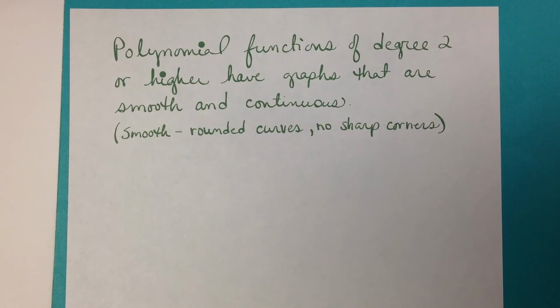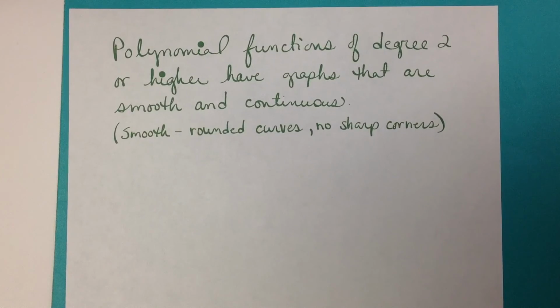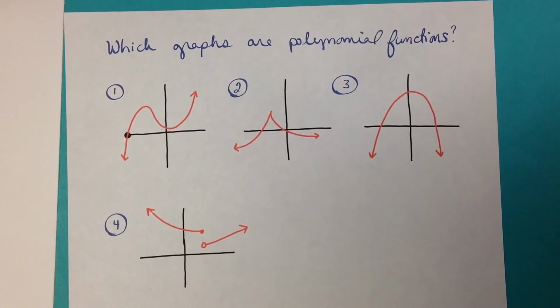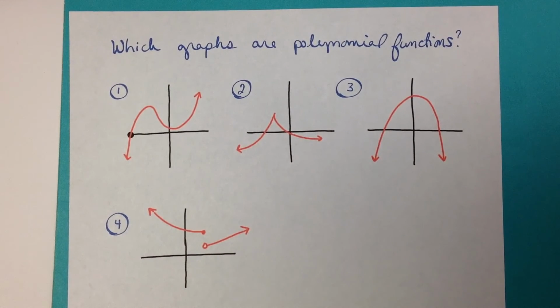What it means by continuous is that you can trace it from the left side to the right side without ever having to pick up your pencil. There's no interruption in your graph, like for instance a vertical asymptote or even just a hole in the graph. So continuous is one continuous motion with the graph without any interruption. Okay, so using that concept, which graphs would have to be polynomial functions?